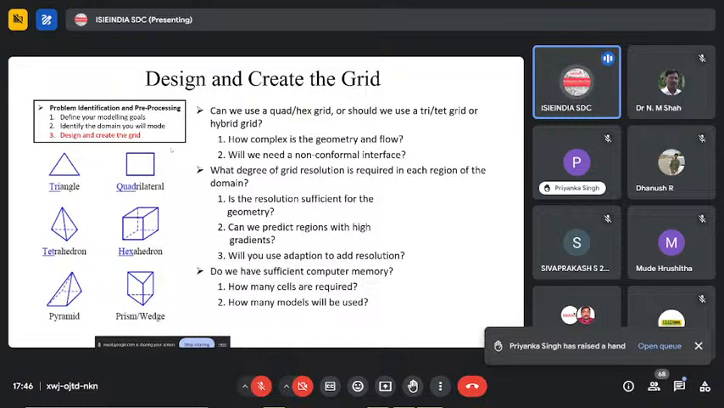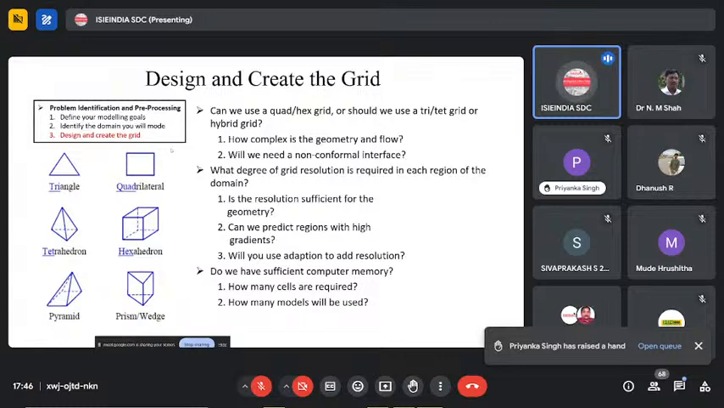There are various steps. We have to assess the geometry's complexity to decide which type of grid we have to use. We have to determine if a conformal interface, where different grids are merged, is needed to handle complex boundaries. We have to ensure that the grid resolution is fine enough to capture the geometry accurately and predict regions with high gradients. We also use grid adaptation techniques to refine the grid in the areas where resolution is needed. So these are the various steps that we select according to the complexity of the geometry.